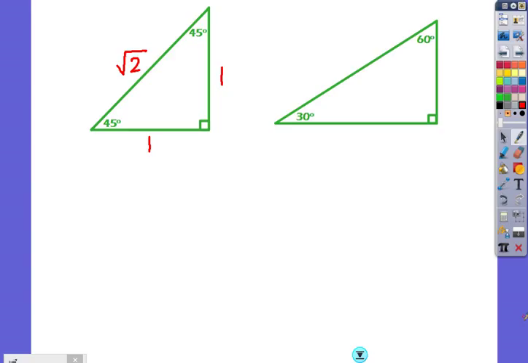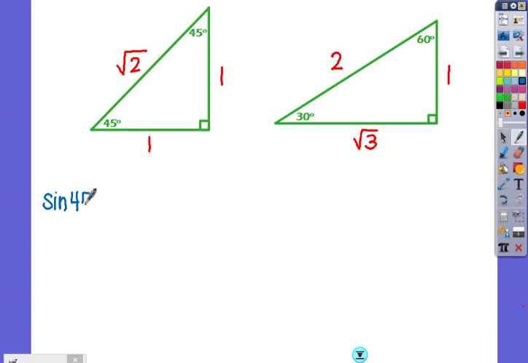And then on the 30-60-90, it's 1, 2, square root of 3. And since 2 is the biggest of those three numbers, it has to be the hypotenuse. The hypotenuse is always double that shortest leg. So you're going to wind up doing sine, cosine, and tangent, and the other three on all of these.